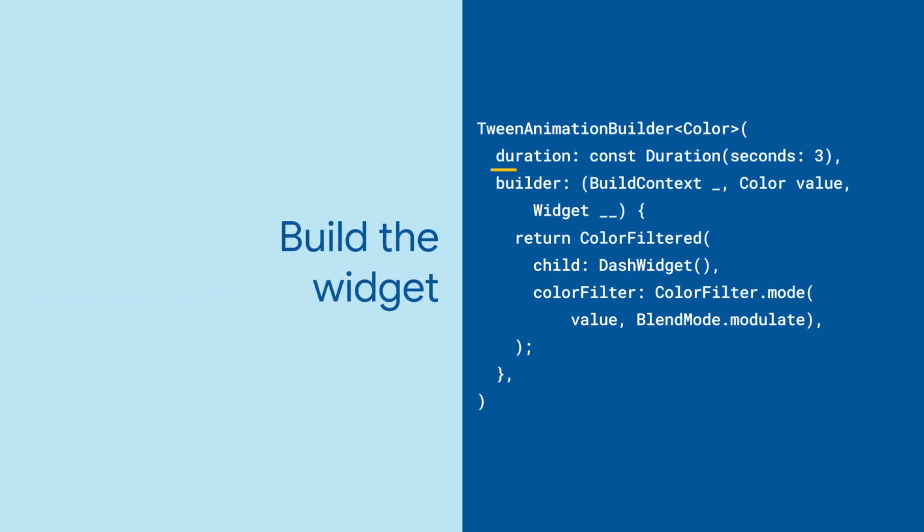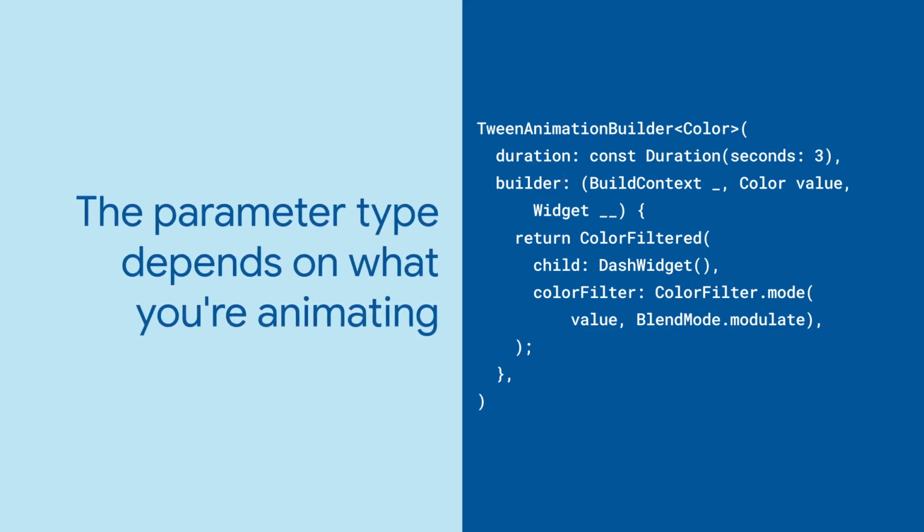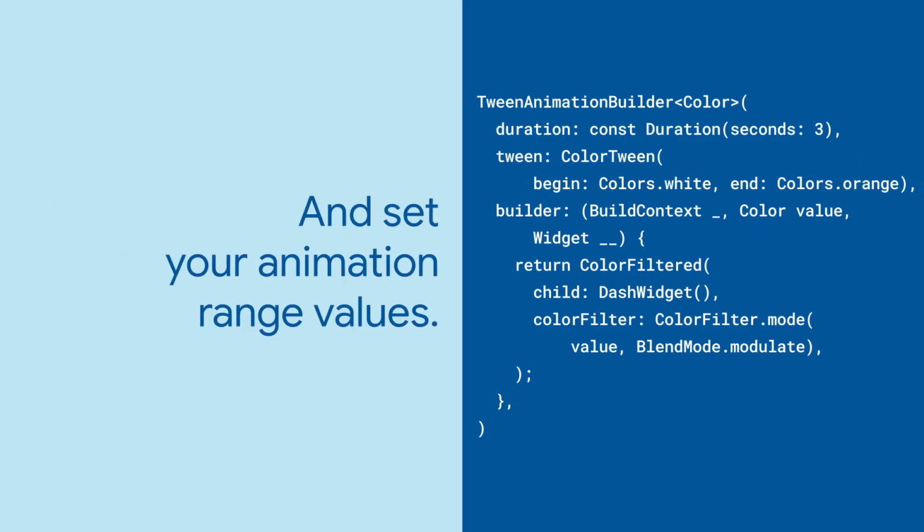Then add your builder method to draw the widget you'll be animating. The type of that second parameter is dependent on what in your widget you'll be animating. In this case, it holds whatever color value we want to apply to our color filter. Lastly, specify the values that you want to animate between using the tween parameter.